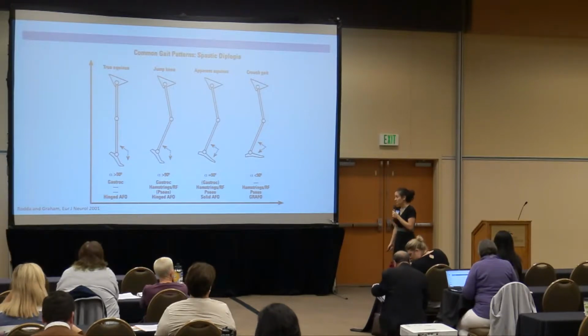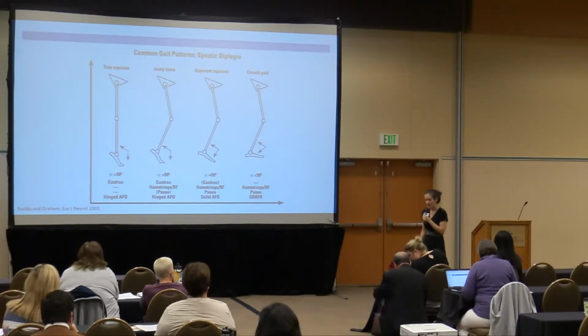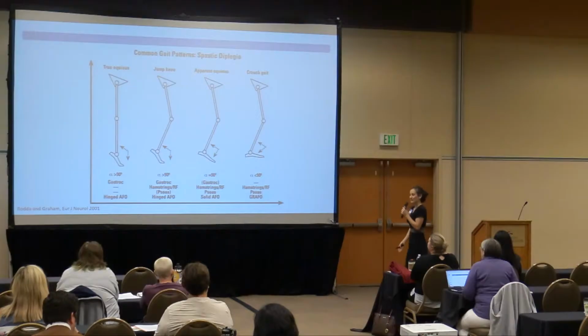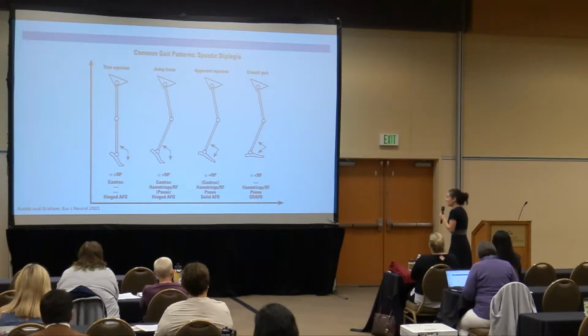This is a study by Graham and Rada. It's one of the key studies in our population on spastic diplegic gait. We think of kids as typically fitting into these 4 categories of gait. So true equinus is that really little kid who's just on their tippy toes. They're very cute. And then you get this jump knee pattern where the hip is flexed, the knee is flexed, and they're still plantar flexed.